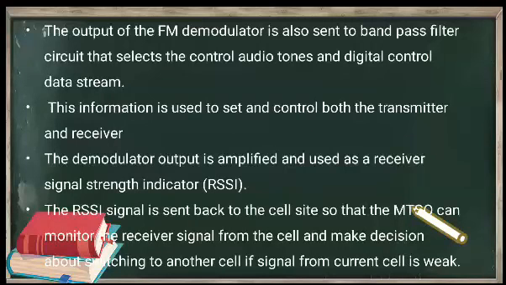The RSSI signal is sent back to the cell site so that the MTSO, mobile telephone switching office, can monitor the received signal from the cell and make a decision about switching to another cell if the signal from the current cell is weak. With the help of RSSI, the MTSO continuously watches the range or signal strength received from the mobile phone to provide the hopping, or we can say handover, to the other cell if the user is moving from one cell to another cell.